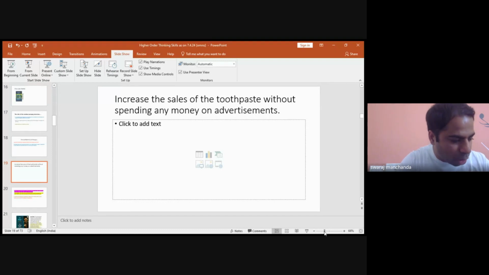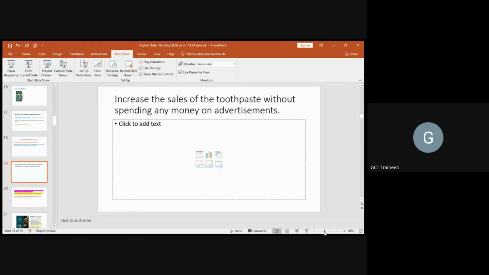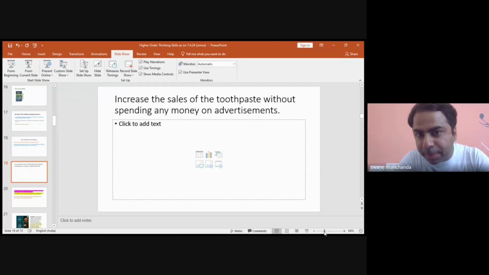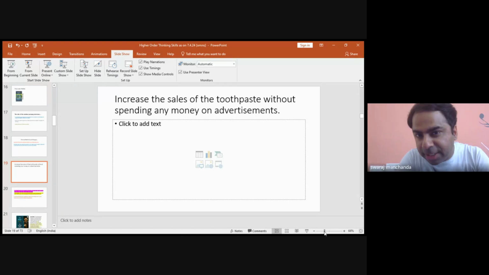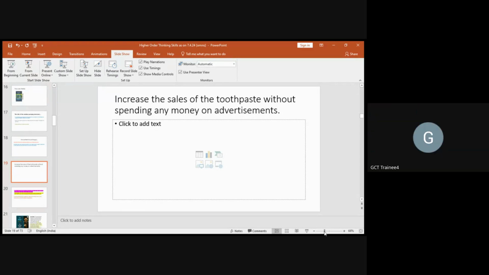Now he simply gave a logic. Sales is related to consumption of the toothpaste. The more the consumption, the more will be the sales. For consumption, we need to make toothpaste in such a way that people do not realize how much they are using it. And for this, he simply suggested one thing: increase the diameter of the mouth of the toothpaste. Just increase the diameter of that mouth.